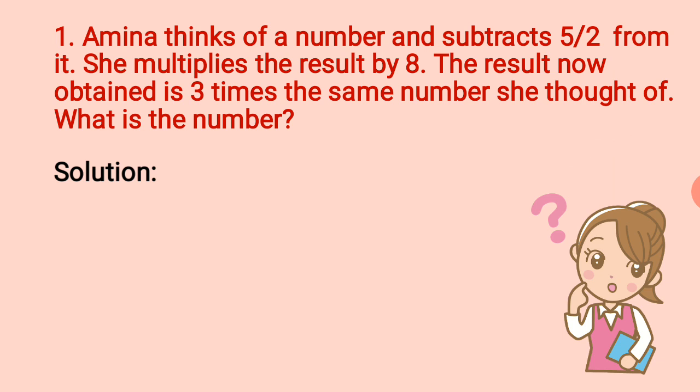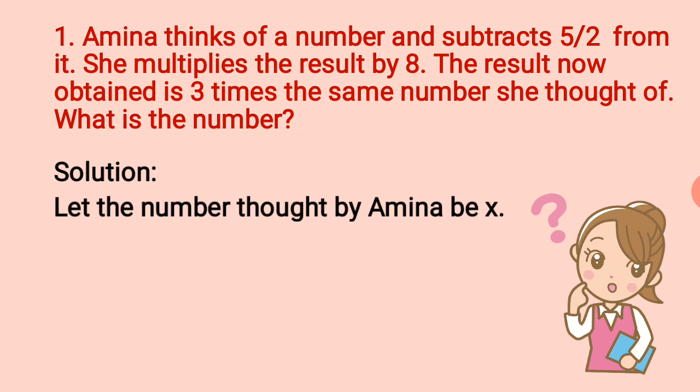As we know, we'll consider the number to be x. Obviously, you have other alphabets also. So you actually have a choice to go for any of those variables. Preferably, we always go for x. But it is not at all any compulsion. For now, let us consider the number she thought of, that is Amina thought of, to be x.